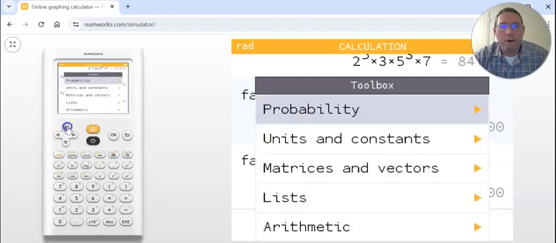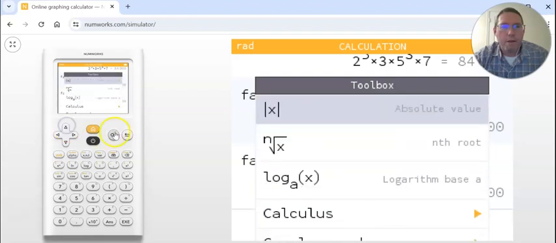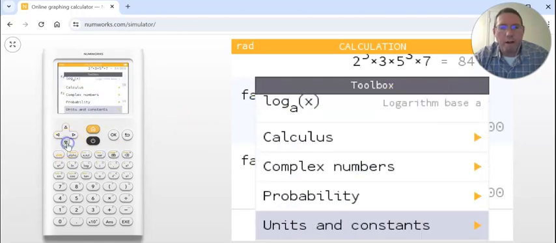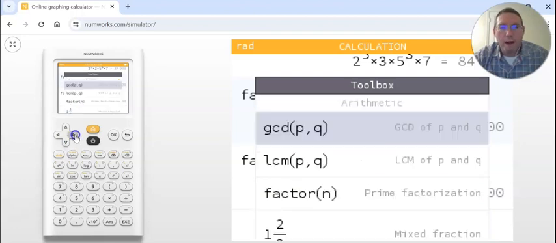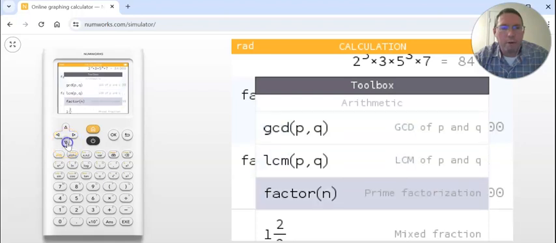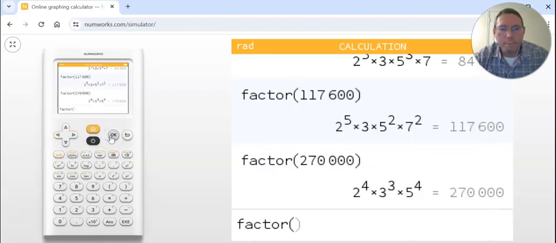Now let me remind you where this comes from. If we first hit the toolbox button, this is what it looks like. We arrow down 1, 2, 3, 4, 5, 6, 7, 8, 9. Then we move the right arrow, and then we go down to factor. Then hit OK. And I think we're trying to do 294. Is that correct? 294, and then hit execute.